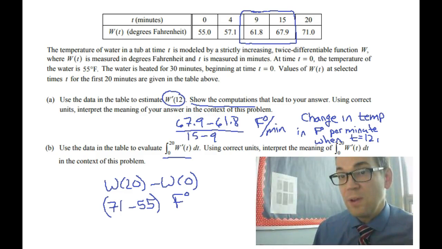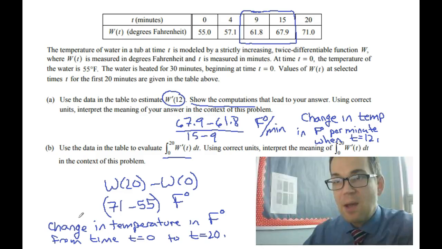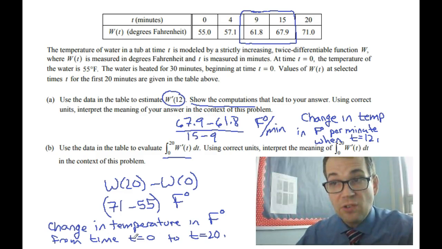Again, I'm going to pause the video and write that down. So that's how I would put that into words. It is a change in temperature in degrees Fahrenheit from time 0 to time 20. You don't need to actually calculate that out. Hope that makes sense.